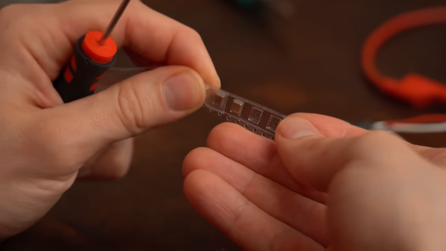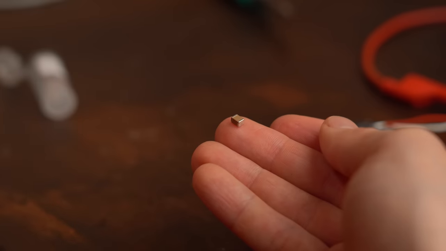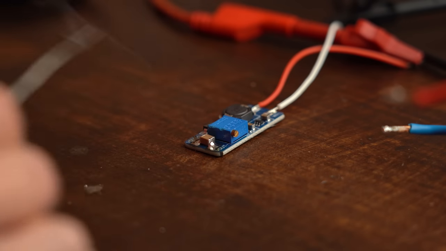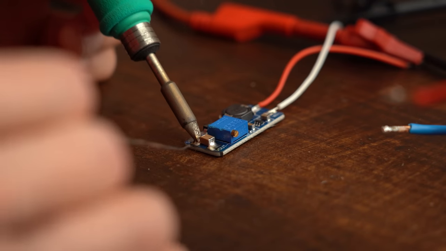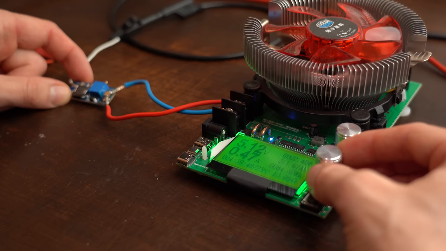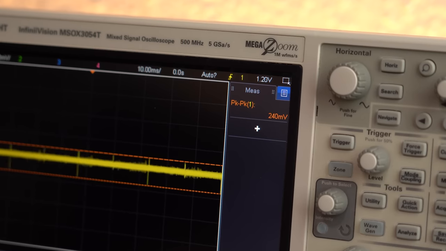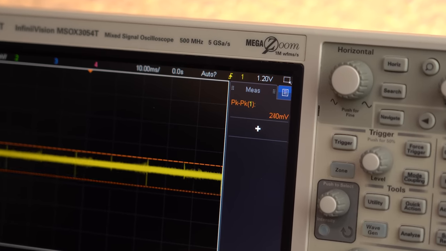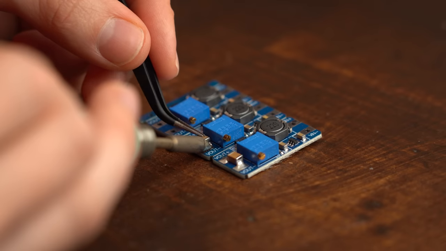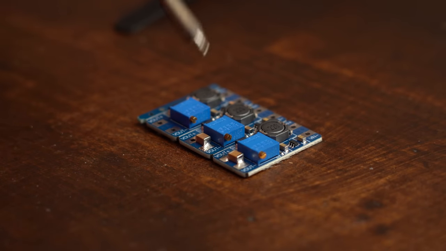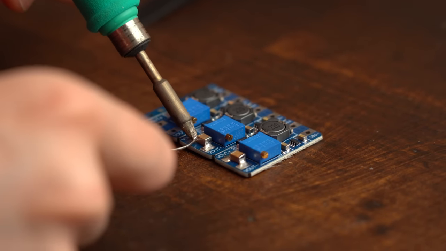So once again, I started with the simplest fix, by adding a 2.2 microfarad ceramic capacitor directly to the output. And guess what? That immediately solved all the problems. Which is nice, you know, but once again, why is such a capacitor not included by the manufacturer?